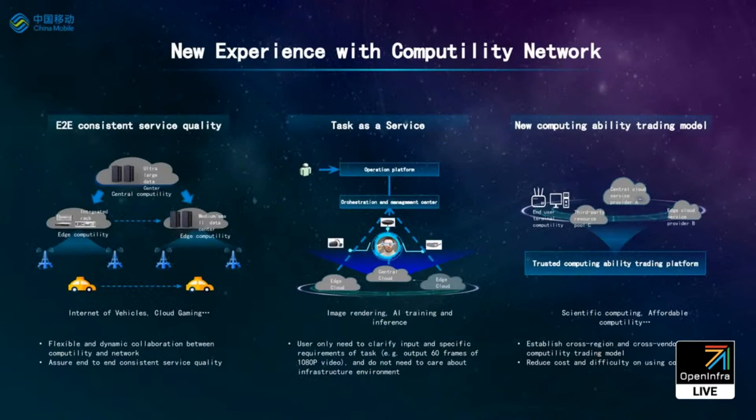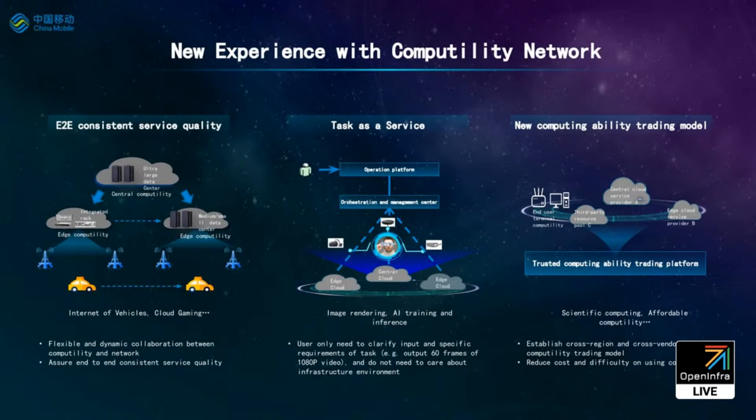Yeah, and I think maybe with this page, it can help us to better understand what CFN is and what the advantage of it is. So we have summarized three new experiences that you may get with the compute utility network. The first one is end-to-end consistent service quality. A typical use case for this is the Internet of Vehicles.